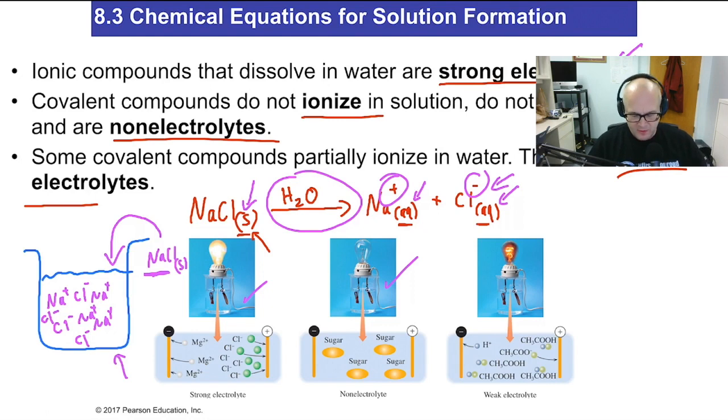Okay, now here's a weak electrolyte. We haven't talked about what that is yet. But weak electrolytes are terrible at conducting electricity. But they're better than non-electrolytes. So that's why the light is dim, not bright. Here the light is bright because there's a lot of ions, strong electrolyte. Not lit at all here, non-electrolyte, doesn't conduct electricity at all, so there's no ions in solution to carry the charge, the electrical charge.